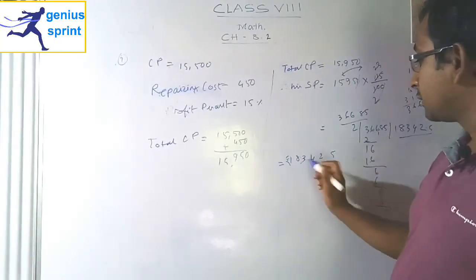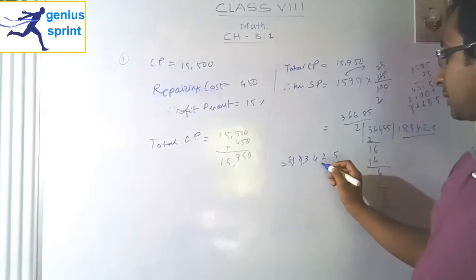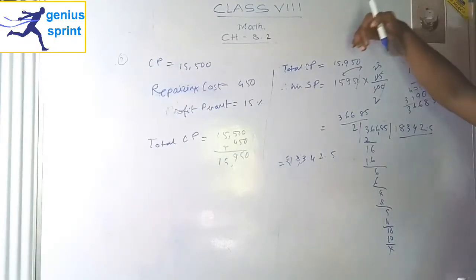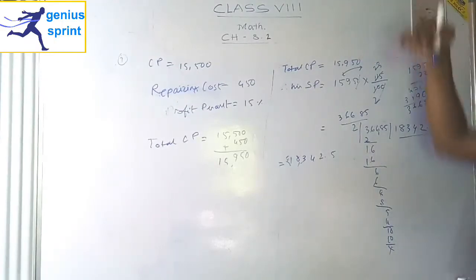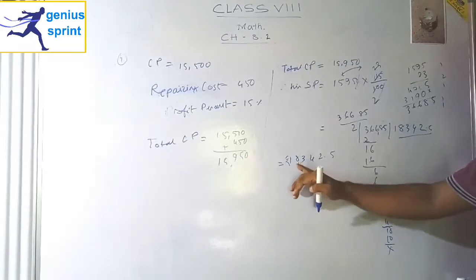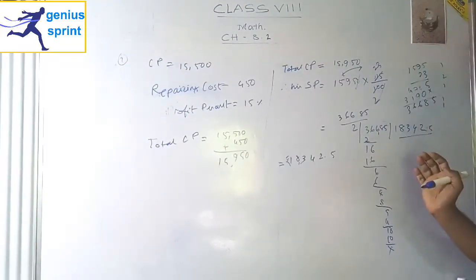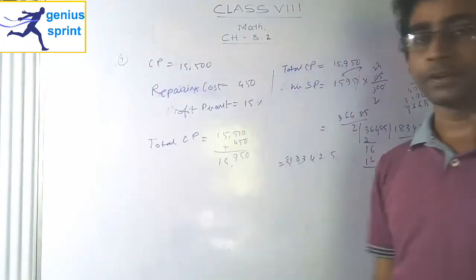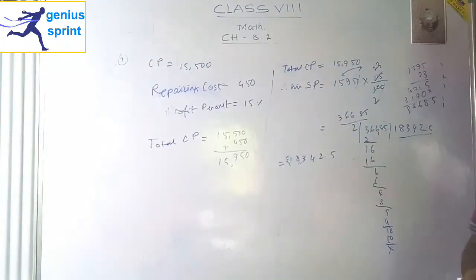So 18,342.5, and cost price was 15,950. So from this 15,950, he has to sell this article for 18,342.5. Then he will get 15% profit. So hope you also understood these things.